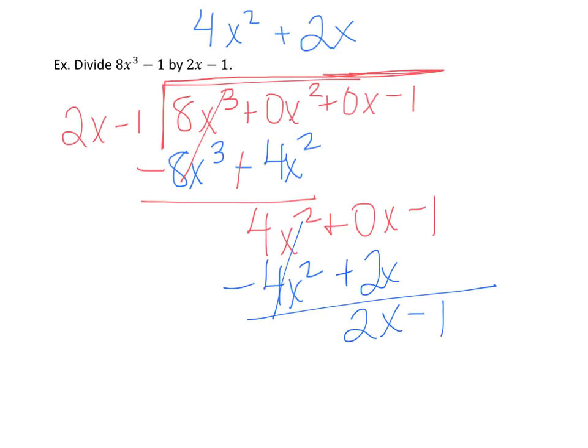If you can see that, that's multiplied by 1. Great. If not, we'll keep going. What do I multiply by 2x to get 2x? Positive 1. Multiply down. 1 times 2x, 2x. 1 times negative 1, negative 1. Change your signs, combine, remainder of 0.